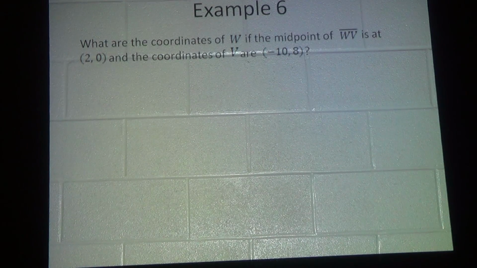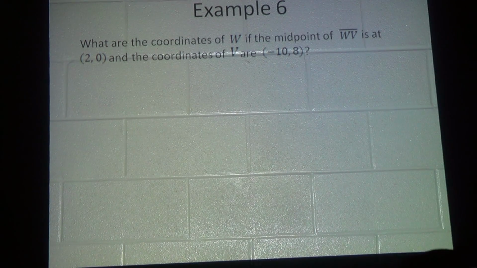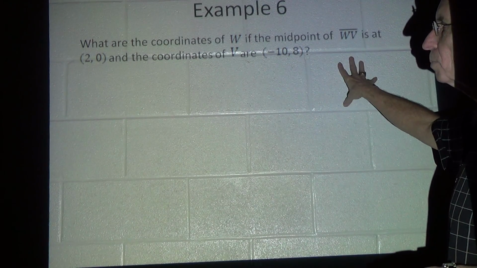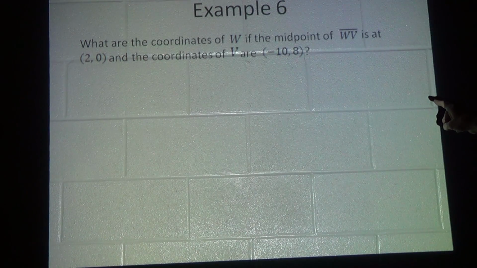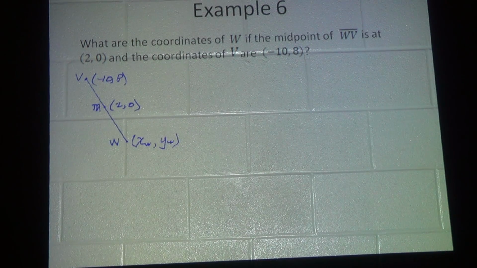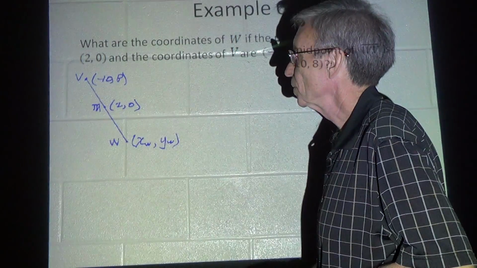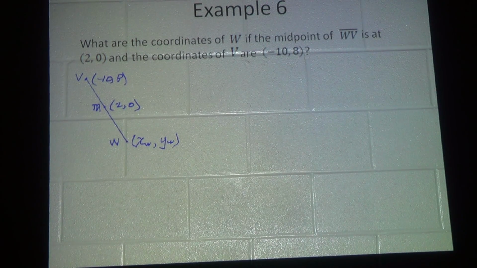Example 6. What are the coordinates of point W if the midpoint of segment WV is at 2, 0, and the coordinates of point V are negative 10, 8? So this is the situation we talked about before. They gave us one endpoint and the midpoint coordinates, and they want us to project out what the other endpoint is. So here's what we have: we have VW and point M. We know the coordinates of V are negative 10, 8, and point M is 2, 0.